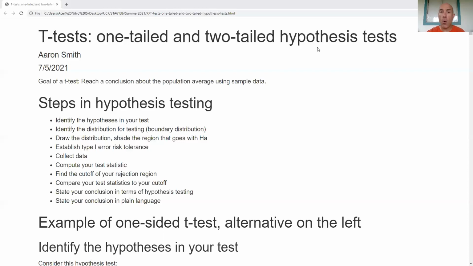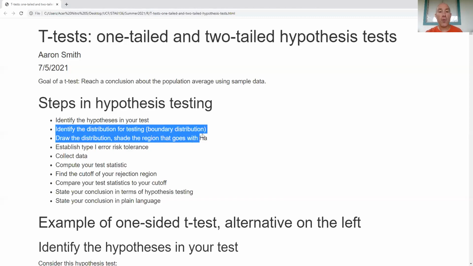Now, I'm going to go over the steps in hypothesis testing. Every single textbook does this a little bit differently. They might change the order, but I feel like this is a good way for someone to actually sit down and execute it. You'll notice that I actually went through and ran every single step of this using the document here. The first step is to identify the hypotheses in your test. Identify your null and your alternative.